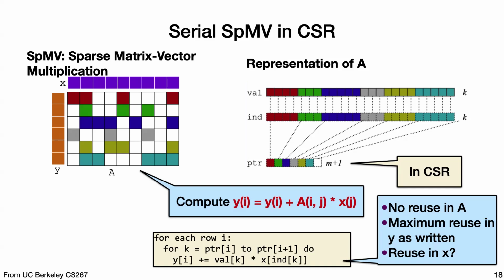So then you just repeat these two lines for every row I, and for every row I, the two bounds: the start bound is in ptr[I], the end bound is in ptr[I+1].